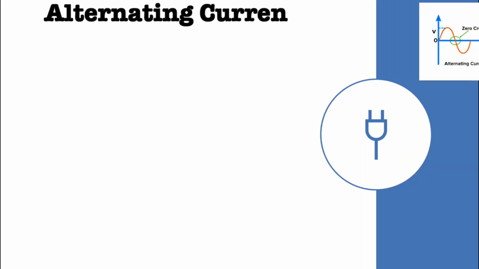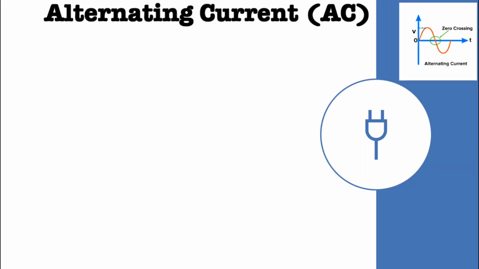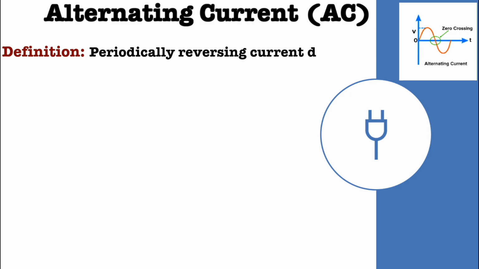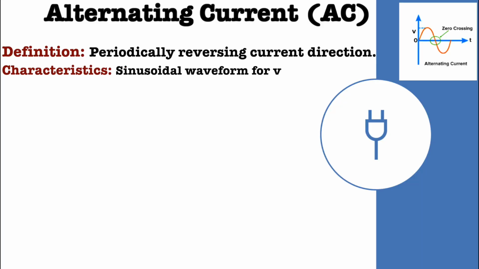Now we will discuss alternating current. Alternating current is a type of electric current where the flow of electric charge periodically reverses direction. The voltage and current level also vary with time, typically in a sinusoidal waveform, and that is called alternating current. In AC, the electrons periodically switch direction, moving back and forth around the circuit.